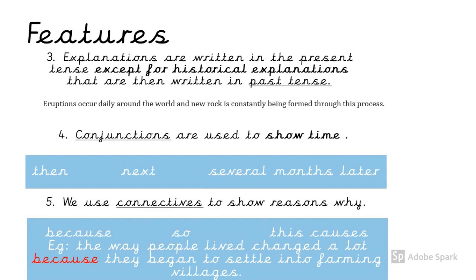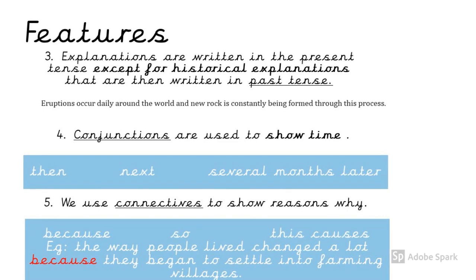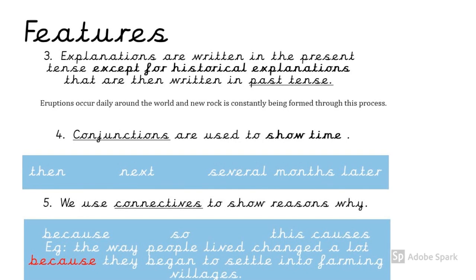Remember, as discussed just now, explanations are written in the present tense except for historical explanations that are then written in the past tense. We are, however, writing about inventions, so you should be writing your explanation text in the present tense.